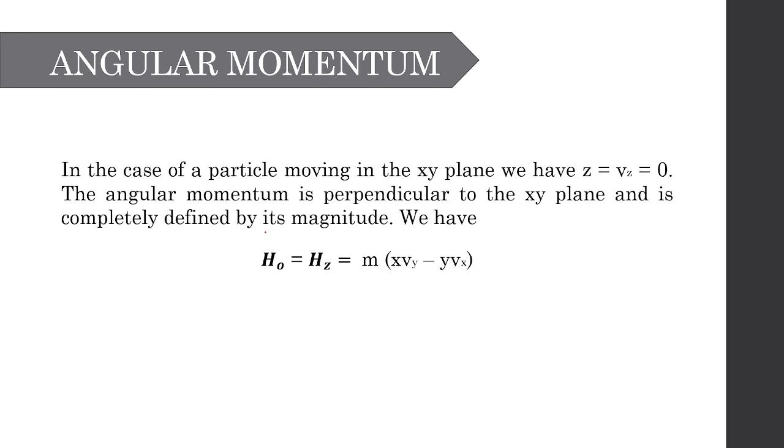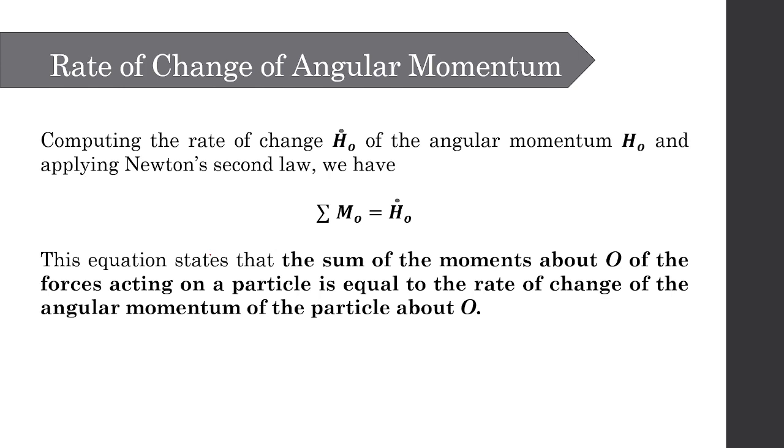Angular momentum. In the case of a particle moving in the xy plane, we have z equal to 0 and v_z is equal to 0. The angular momentum is perpendicular to the xy plane and is completely defined by its magnitude. Computing the rate of change H dot O of the angular momentum H_O and applying Newton's second law, we have the summation of M_O is equal to H dot O.